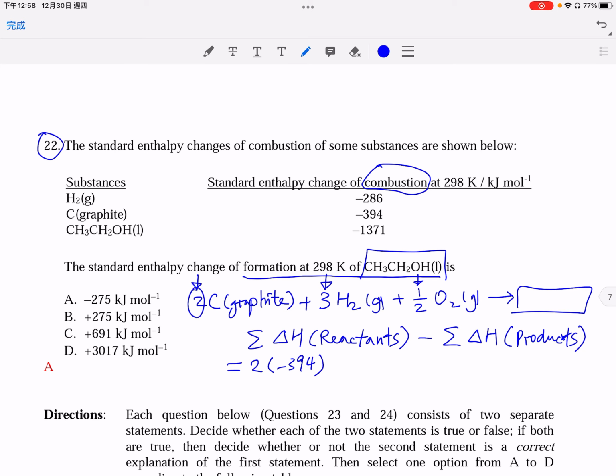2 graphite plus 3 hydrogen and then minus the product. And then you can get the answer, the value being negative 275, of course, kilojoule per mole.